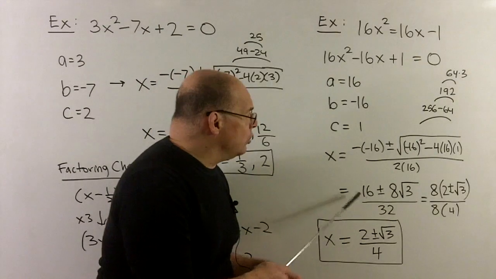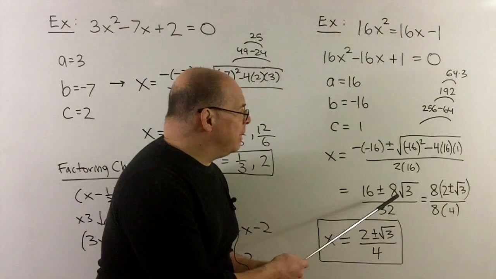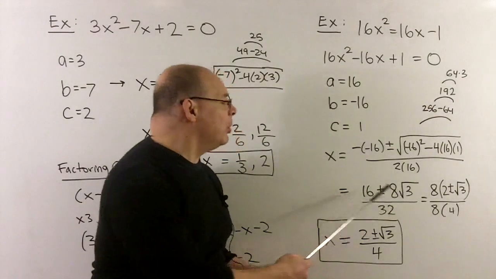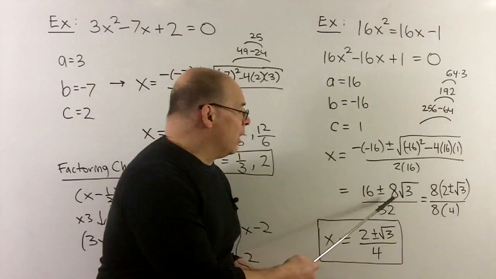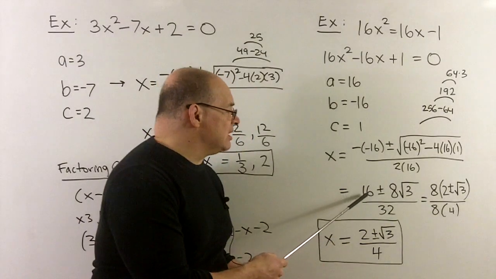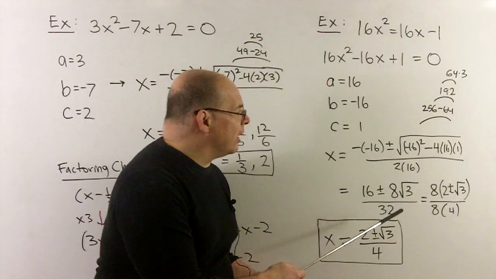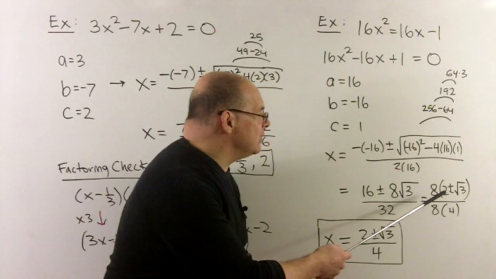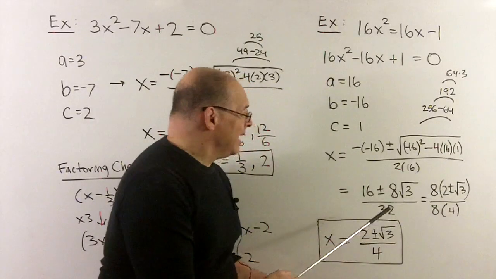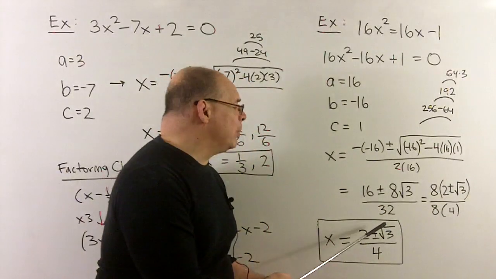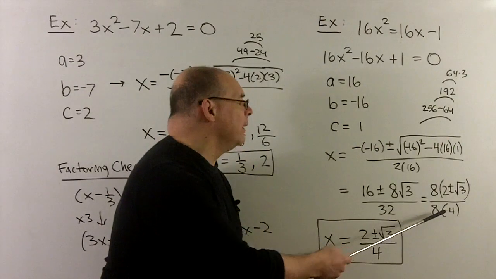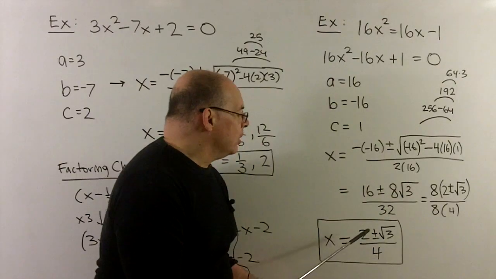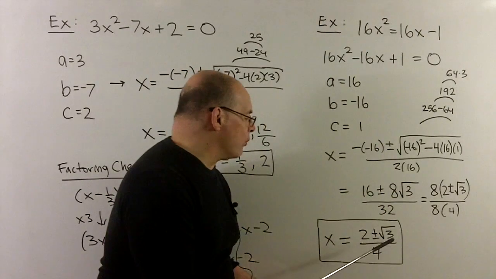Okay, so for the numerator, I notice the biggest factor in 16 and 8 square root of 3 is an 8, so I can pull that out. When I pull that out, what's going to be left over in the 16 is a 2. What's left over in the 8 square root of 3 is just a square root of 3. So that's 8 times the quantity 2 plus or minus square root of 3. In the denominator, well, I want to pull an 8 out of this, so that'll leave a 4. The 8's cancel, and then our final answer is x equal to 2 plus or minus square root of 3 over 4.